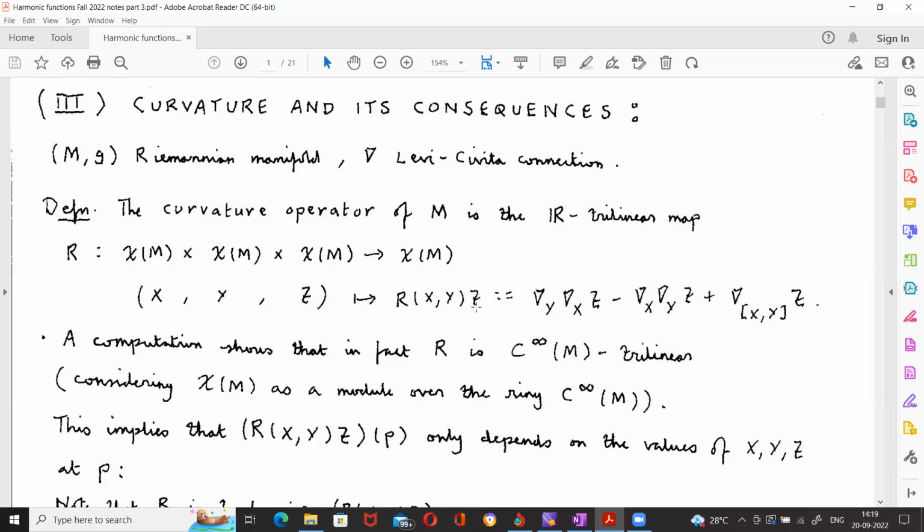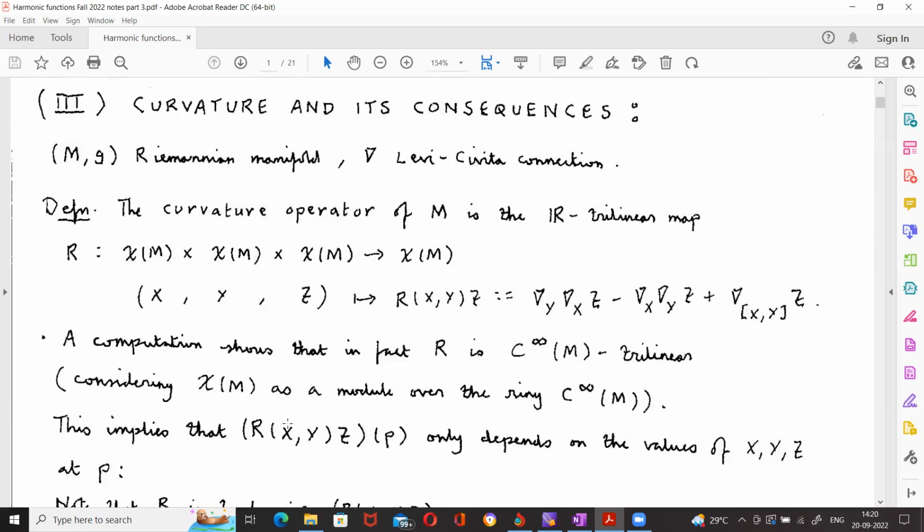Is this clear? Yeah, so this is a computation you have to do using the Leibniz rule for the Levi-Civita connection. Using the Leibniz rule for the connection, you can check that this is C infinity M trilinear. And therefore, as we said earlier, once you have a map which is C infinity M trilinear, this localizes to a point.